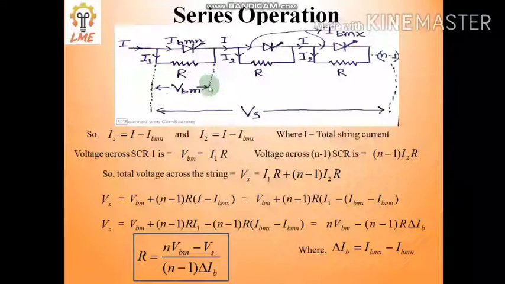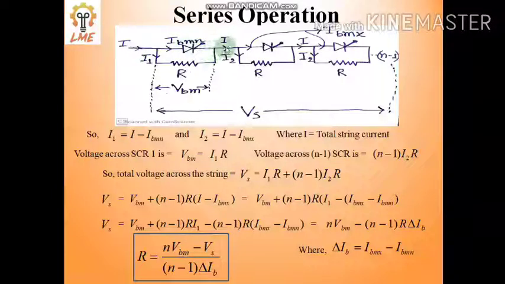So how can we calculate this? Let's check over here. Let us assume that in the first SCR the current passing is the minimum current, and in the other SCRs whatever current is passing is the maximum current through the SCR. That is why we have written IB max over here, and here we have written IB min, and the string current is the same.